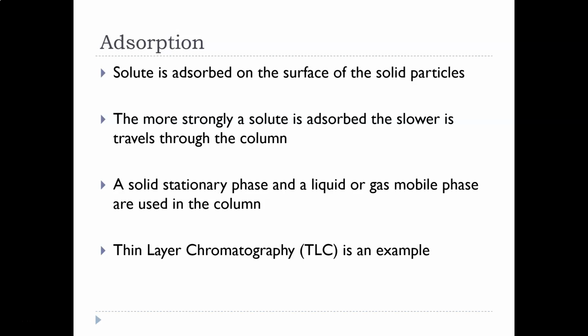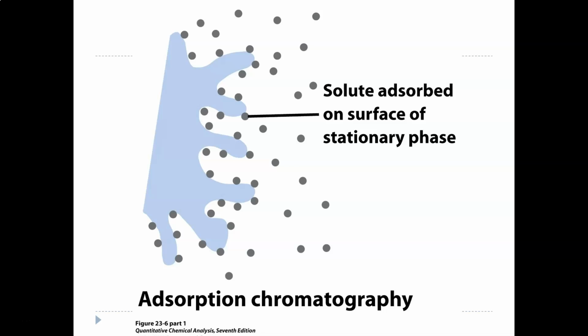So TLC is one example of this. So it's all about the relationship between the solid stationary phase, the solute, and the mobile phase, which is either a liquid or a gas. So this is the picture the textbook gives us on this. I'm not sure why, but the blue squiggly thing with the fingers is supposed to be the stationary phase. And then the gray dots are supposed to be our samples. And then the mobile phase would just be kind of moving down through this. They don't have a picture for it, but think of the white as the mobile phase. So that's adsorption chromatography. And again, that's the one that you probably have the experience with.